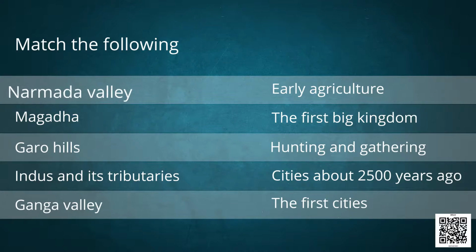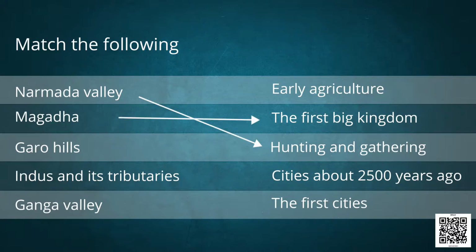Talking about Narmada Valley, it is known for hunting and gathering. Magadha, the first big kingdom. Garo Hills, known for early agriculture. Indus and its tributaries, these were the first cities. Ganga Valley, cities about 2500 years ago.